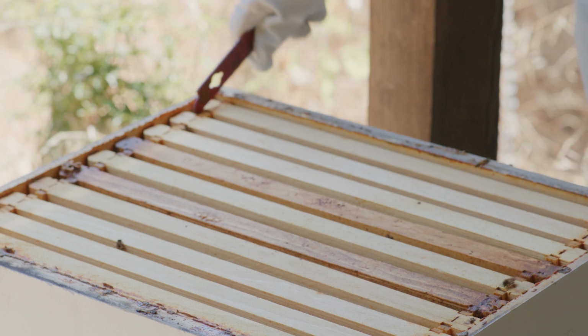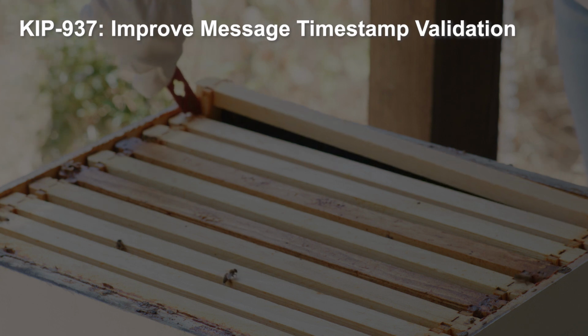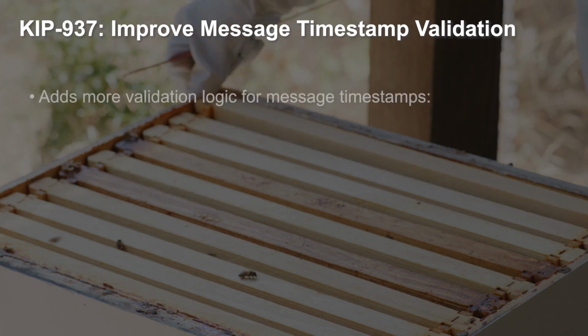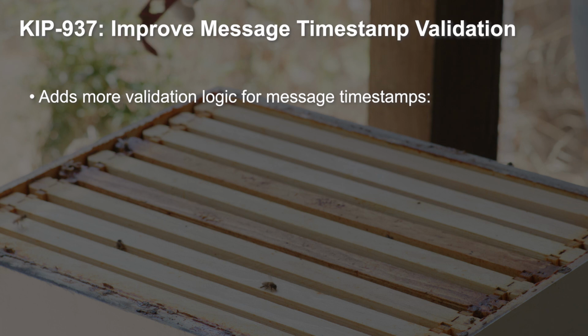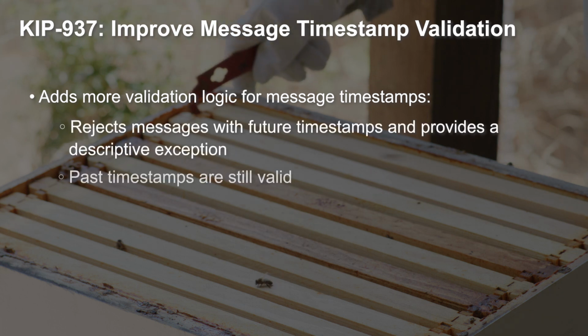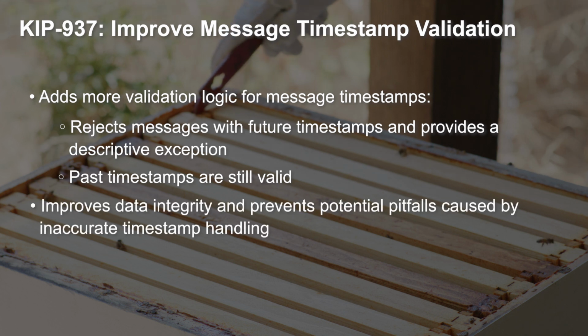What's next? How about some validation? Timestamp validation, that is. With KIP 937, a few heuristics are included to properly vet timestamps and avoid common headaches. While timestamps in the past are completely valid and make sense when using Kafka, messages with future timestamps are questionable, and in some cases could be a result of a mistakenly formatted integer.